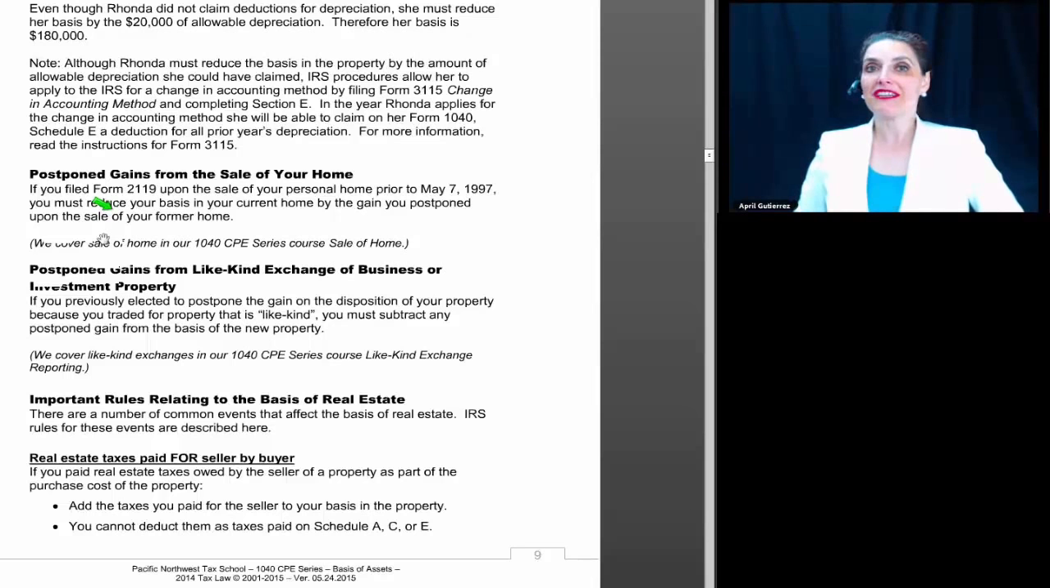You start with a clean slate. That's why inherited property is so easy to deal with. There's the date of death. You get the property appraised. Whatever it appraises for, that's your basis. And then if you start putting money in to fix it up, you might have some adjustments to basis.